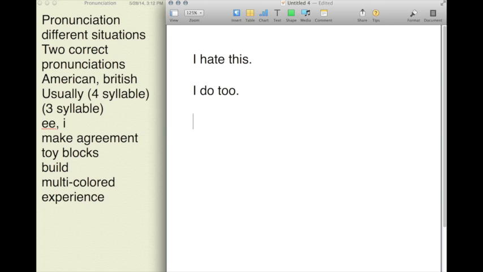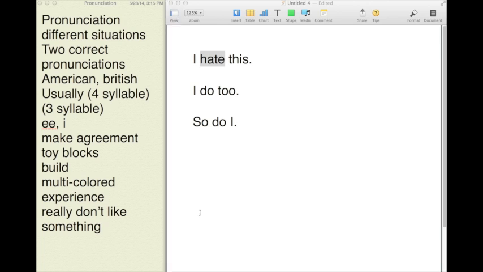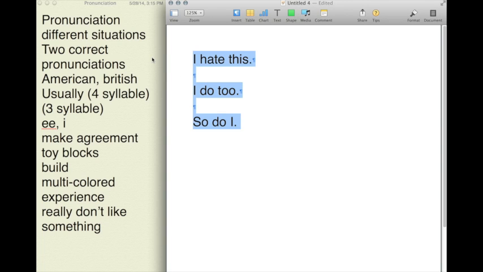I do too. Or so do I. We still say do here. We don't say didn't or do not because it's a simple verb. Hate. Hate means you really don't like something. So we just say it like this, okay?